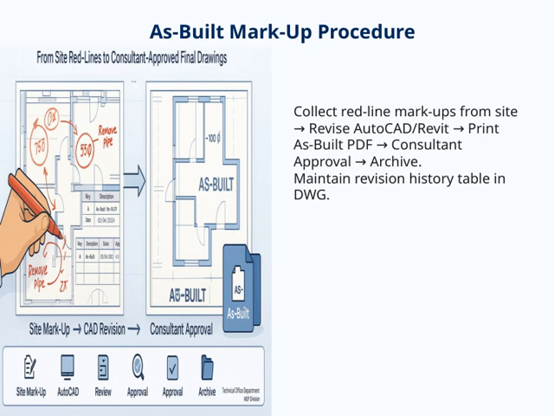Following that, we seek approval from the consultant, making sure all changes are verified and accepted before moving forward. Once approved, we archive the final version for future reference. An important aspect of this process is maintaining a revision history table within the DWG file. This table helps us track all updates over time, ensuring transparency and ease of access for anyone reviewing the drawings later on. Overall, this procedure ensures that our project documentation remains precise, up-to-date, and aligned with the actual built conditions, which is essential for project success and future maintenance.